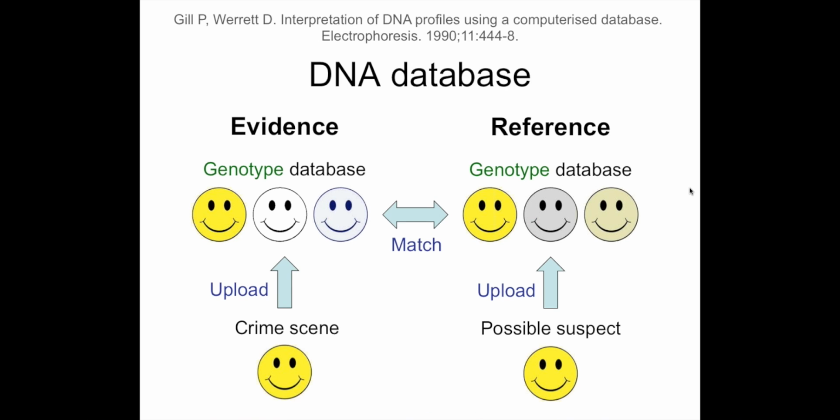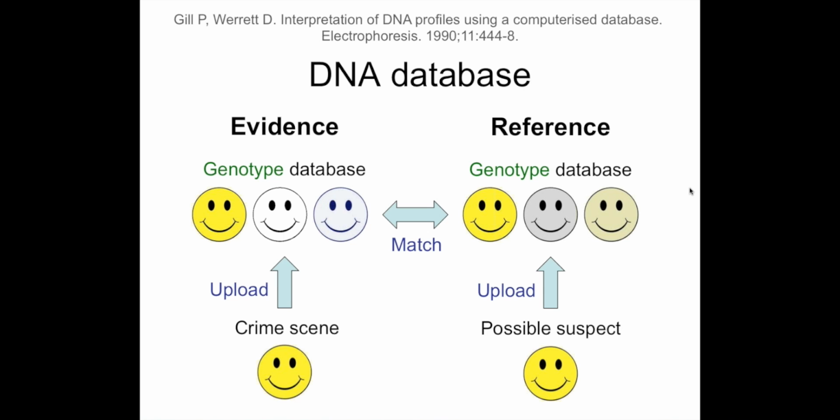And this idea of comparing single source genotypes 25 years ago was taken by Peter Gill in the British government and turned into the idea of a DNA database. The idea here, starting from the bottom left of the picture, is that a single source sample from a crime scene has a very clear genotype from the data. It can be uploaded to a set of genotypes of thousands or hundreds of thousands, millions of different genotypes that all represent evidence from a crime scene.